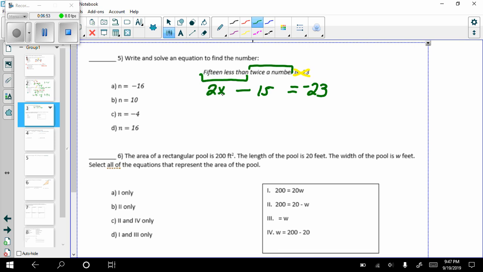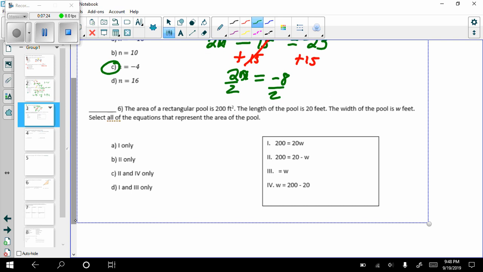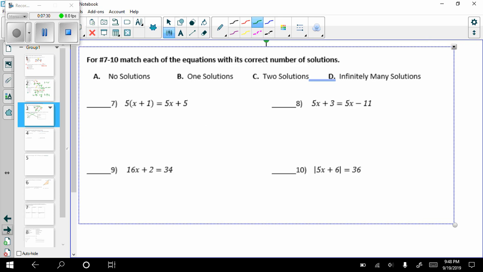So we need to write and solve the equation. We're going to move our constant term first, plus 15, plus 15. These cancel, and I end up getting 2x equals negative 8. Divide by 2, divide by 2. So x equals negative 4, or n, I'm sorry, it's an n. That should have been an n, that variable, the whole time. So don't let that confuse you. Number 6, you did not have to do number 6, so I'm not going to waste your time. Let's go to the next one.